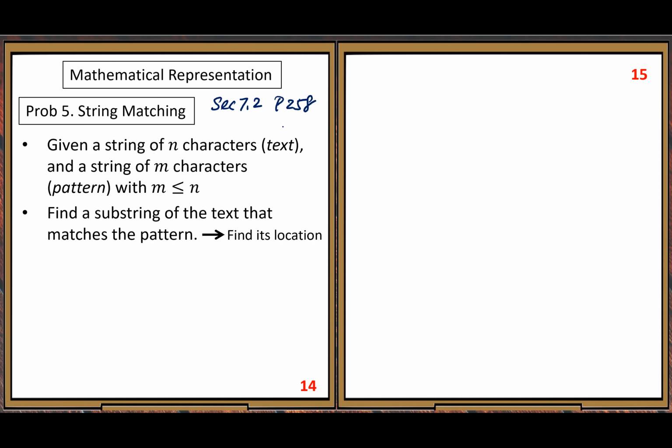So we need to find the pattern. We want to find its location. If we find the location, the starting location, because the pattern has several characters, you only need to find the location of its first character. That's enough. So you just return the location of the first character matching the given pattern in the given text. That's the solution.